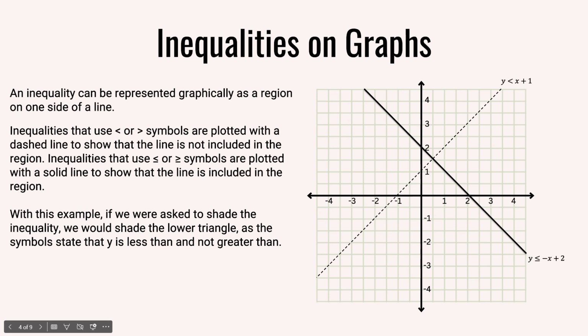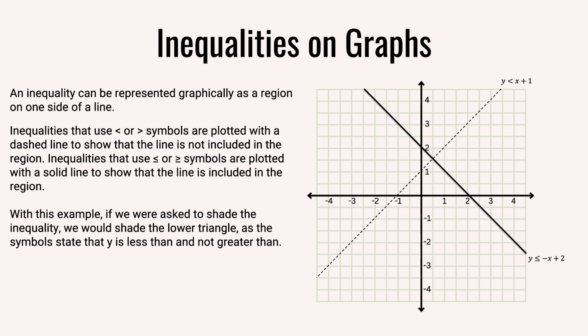As we said before, an inequality can be represented graphically as a region on one side of a line. Inequalities that use less than or greater than symbols are plotted with a dashed line to show that the line is not included in the region. Inequalities that use less than or equal to or greater than or equal to symbols are plotted with a solid line to show that the line is included in the region.